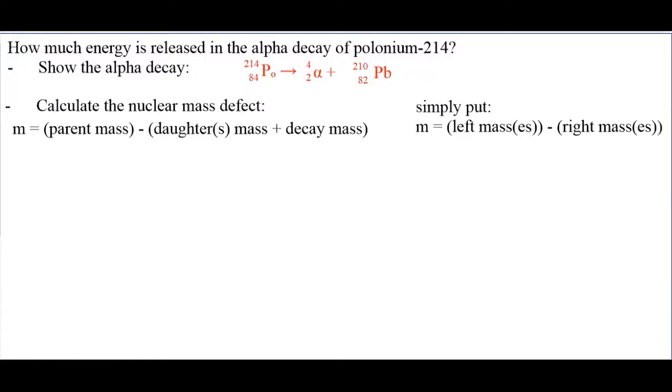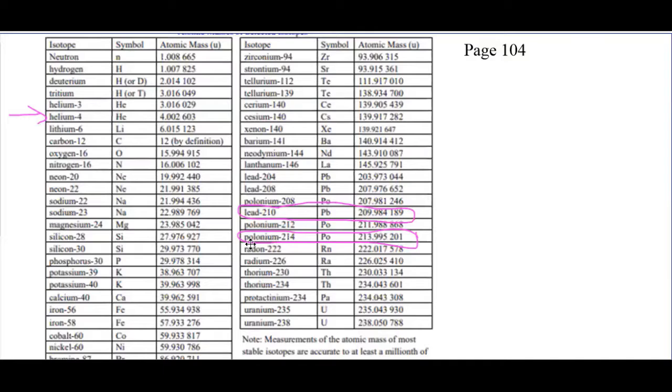So moving forward, to find the nuclear mass defect, we take the mass of our parent nucleus, so polonium, and we subtract the mass of our daughter nucleus, so that would be our lead-210, and the decay mass, so that's our alpha particle in this case. It's a bit easier if you just remember everything on the left-hand side, then subtract everything on the right-hand side. A bit easier way to remember it: left minus right. Okay, so that's what it looks like in symbol form. Normally I skip the step and just punch in the numbers. So again, the numbers come from this chart.